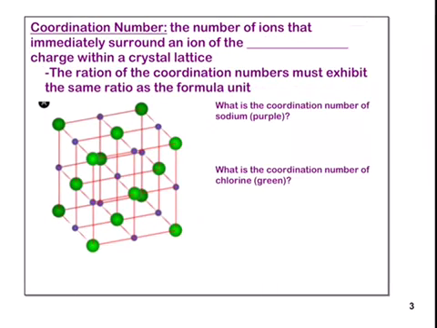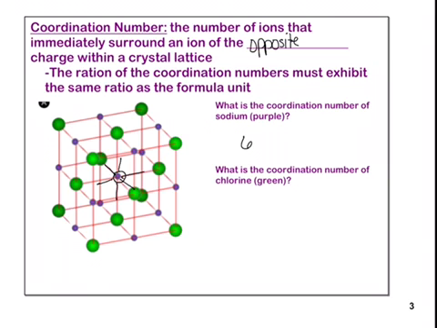A coordination number is the number of ions that immediately surround an ion of the opposite charge. The ratio of coordination numbers must be the same ratio as the formula unit. So if we look for the coordination number of the sodium or the purple ions, it usually works best to locate an ion in the middle of the lattice. And so here we have a purple one, and you count the number of bonds: 1, 2, 3, 4, 5, 6 bonds.